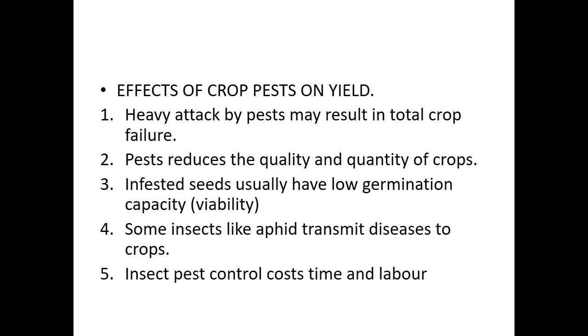Pests also reduce the quality and quantity of crops. Take for instance fruit and other crops. Once they are attacked by pests, the quality of the crops is reduced, and the quantity is also reduced. Infested seeds usually have low germination capacity. If you plant them, they will not germinate, because the pests attack and destroy the embryo of the seed.